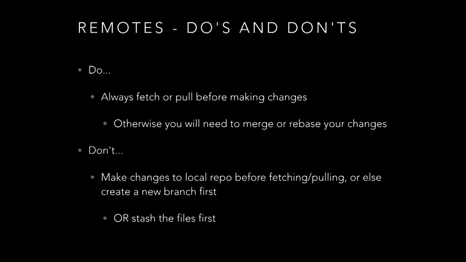Remotes, do's and don'ts. Like I mentioned, always fetch or pull before making any changes. Or if you do, you can create a new branch first locally or stash the files first. Stash is only on your local machine. It's a feature of Git where you can save a set of files that you've changed to a local stash. It does not commit them to the repository, but it saves them locally so that you could then restore them and put them into the repository should you want to. So nobody else sees them. It's on your machine only, and it's a temporary kind of save.